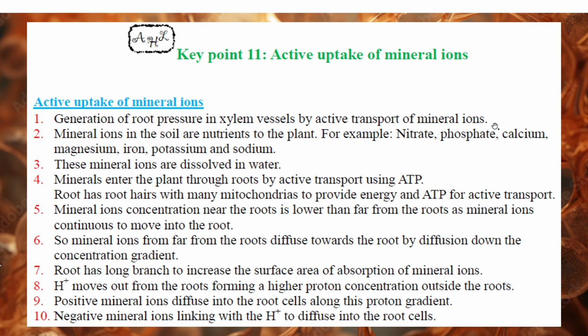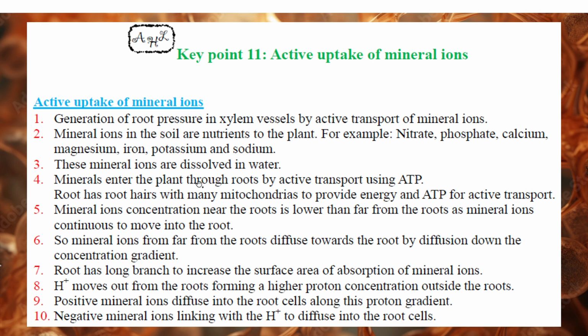So the mineral ions in the soil are taken up into the plants, for example, nitrate, phosphate, calcium, magnesium, iron, potassium, and so on. We have to get them. These minerals are dissolved in water. So how can they be absorbed by the roots? By active transport. We'll talk about the process in detail, but it involves the hydrogen gradient.